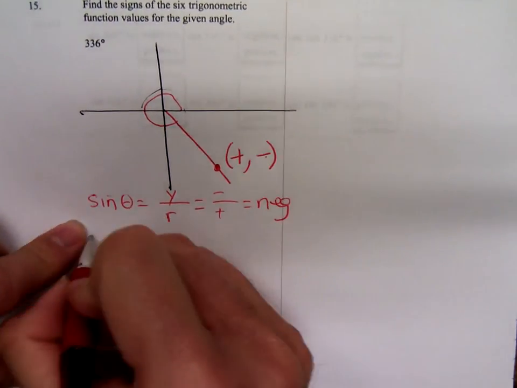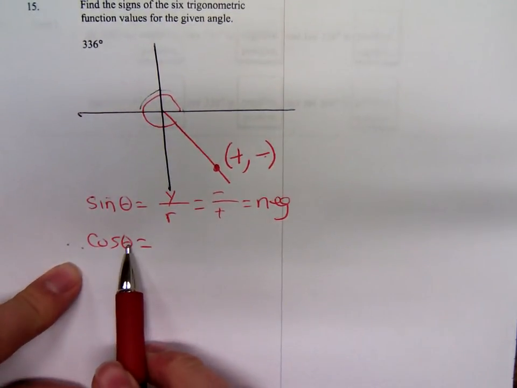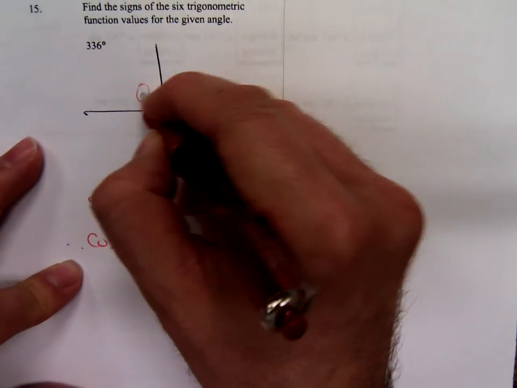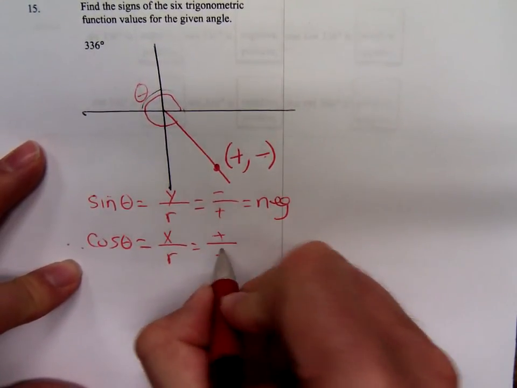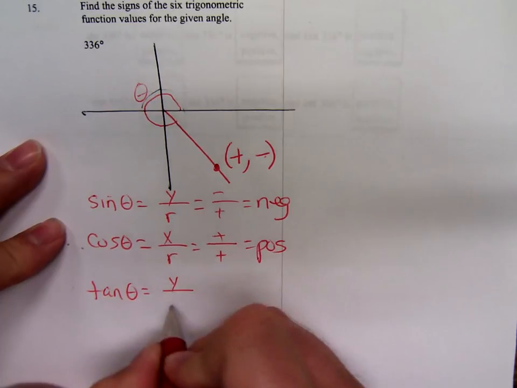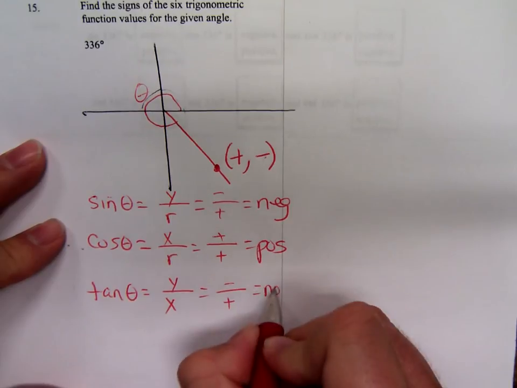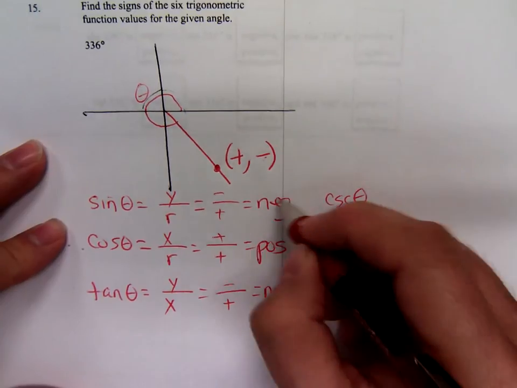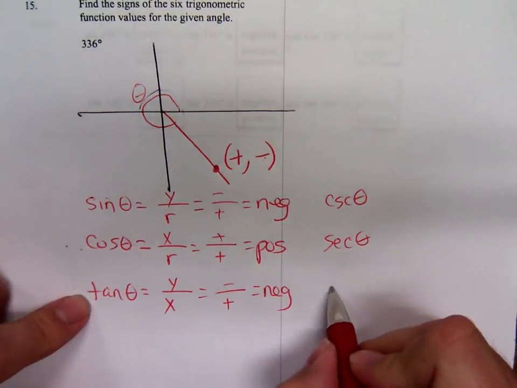Cosine theta. Get into the habit of always writing that angle. Don't just write cos. Or if you want to write 336 degrees instead of theta, I'm just putting theta because it's less writing. X over r, positive over positive, that's positive. Tangent theta, y over x, negative over positive is negative. Cosecant theta is also negative. Secant theta is positive like cosine. Cotangent theta is negative like tangent.